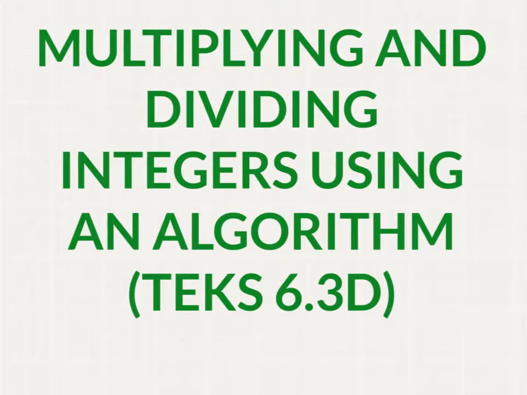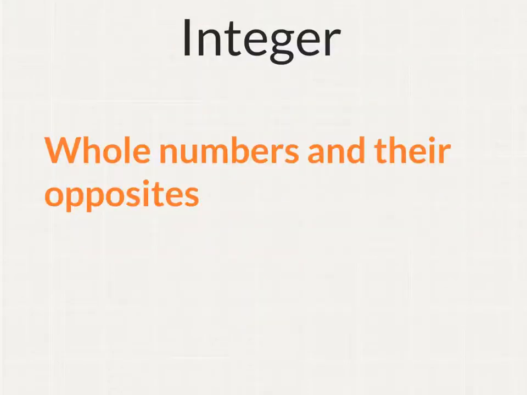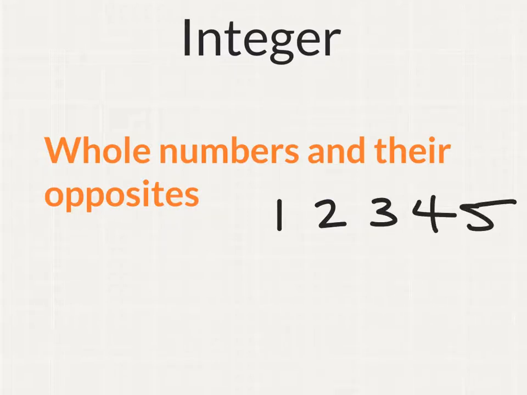In today's lesson, we'll be multiplying and dividing integers using an algorithm, meeting requirements for TEKS 6.3d. You may remember, integers are all of the whole numbers and their opposites. So whole numbers like 1, 2, 3, 4, 5, and their opposites, -1, -2, -3, -4, -5.